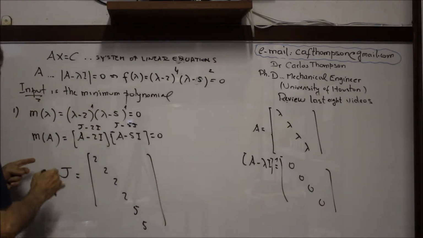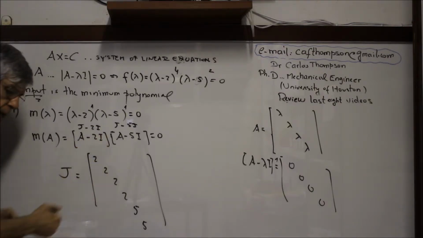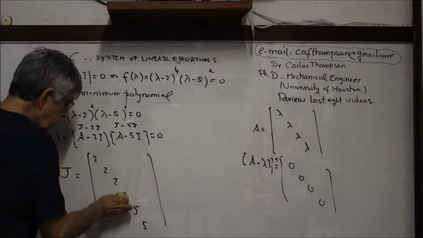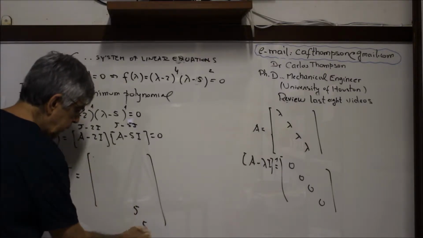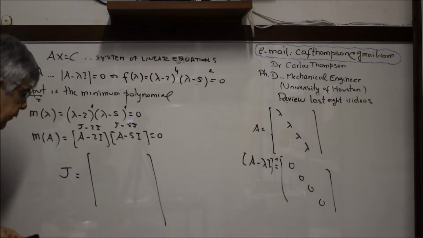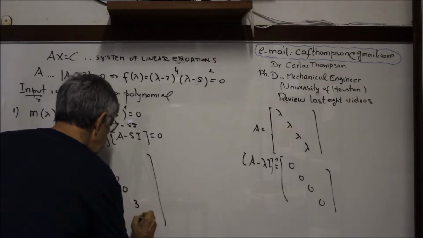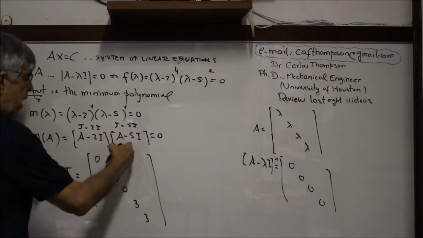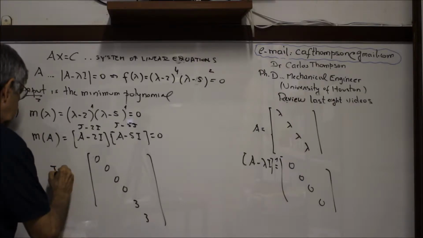Now, A minus 2I to the power 1 behaves as 0, 0, 0, 0, okay, 0, 0, 0, 0 here. And here is 3 and 3. Okay, then I have 0, 0, 0, 0, 3, and 3, because 5 minus 2 is 3. Now it's J minus 2I, J minus 2I to the power 1.